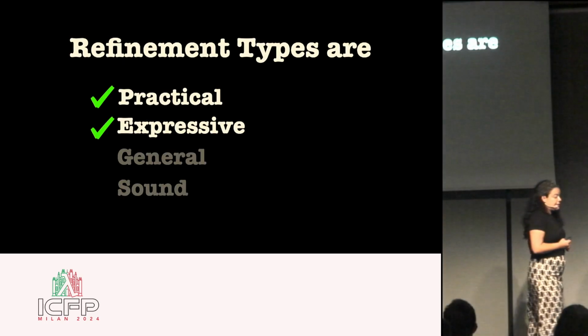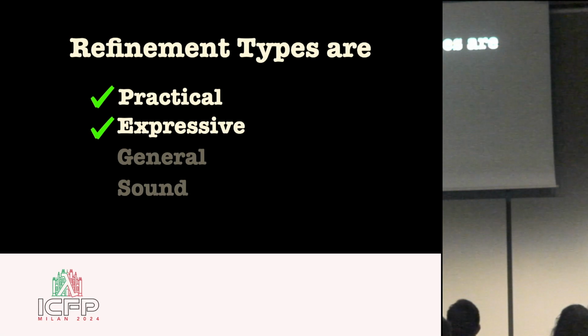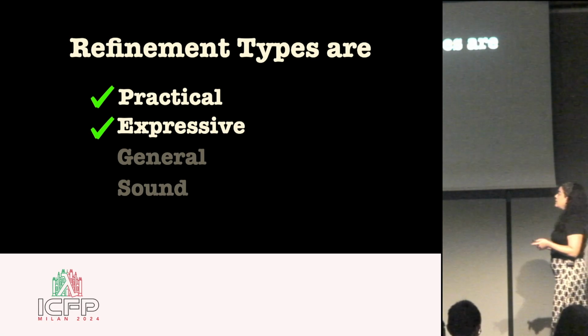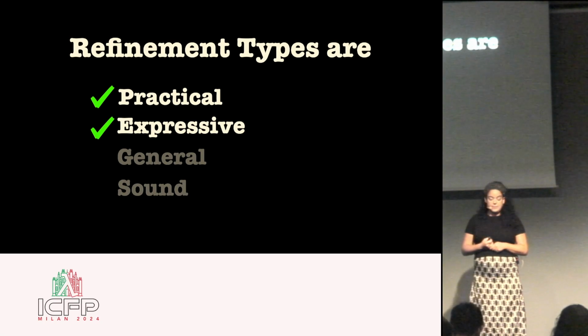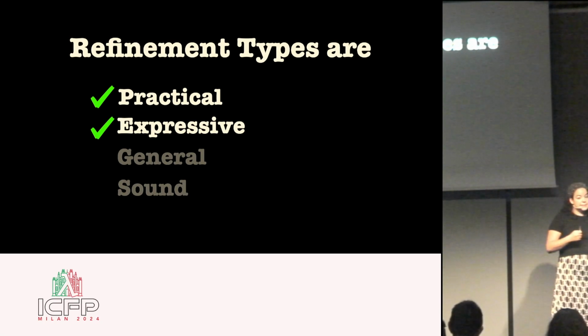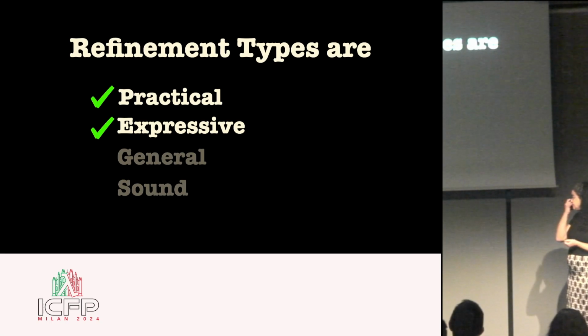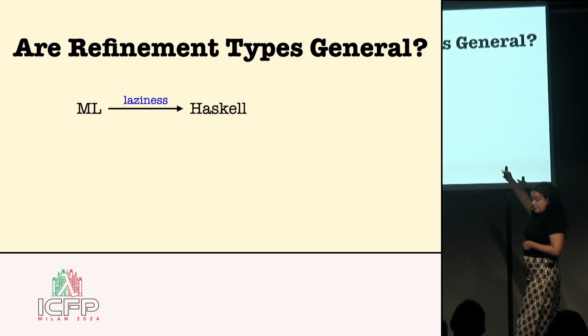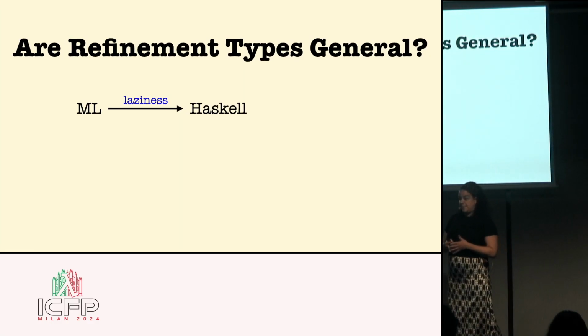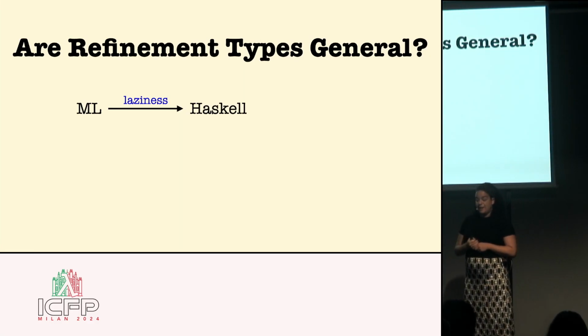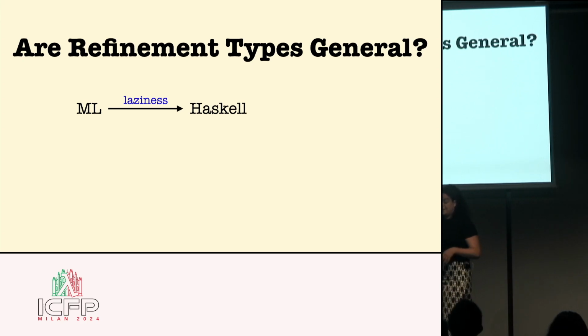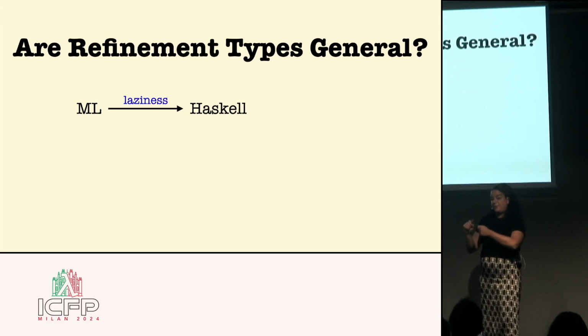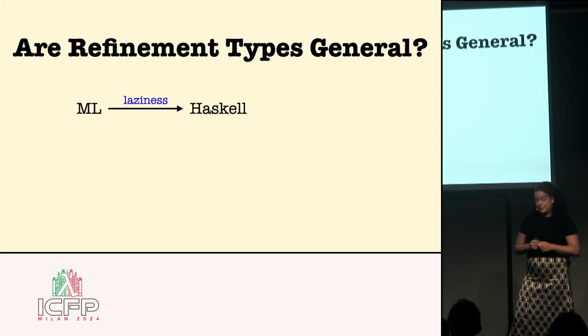OK, so we said that refinement types are designed to be practical. With features like refinement reflection, they can be quite expressive. The next question is, are they general enough? Until 2014, most of the refinement type systems were developed for ML. In 2014, we said, OK, let's try this experiment of porting them to Haskell. And we saw that laziness was a feature that we needed to take into consideration, right?